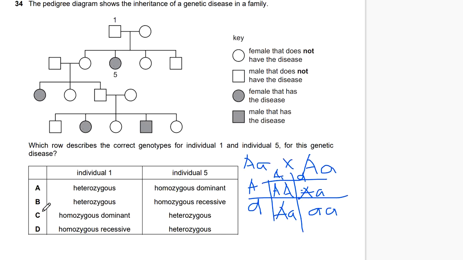So we remove letter C and letter D. And individual 5 is homozygous recessive because it has the disease. So we remove this one. So the correct answer for that is letter B.